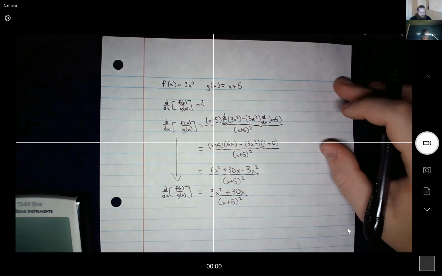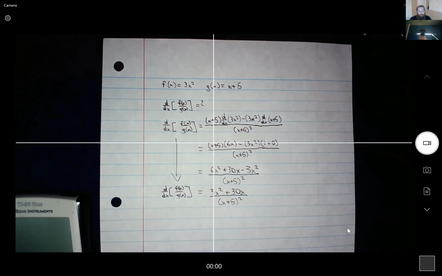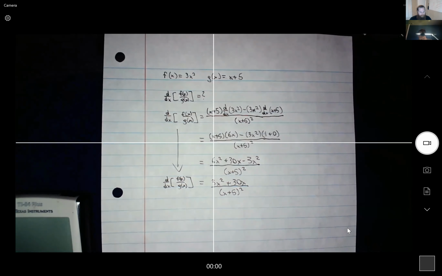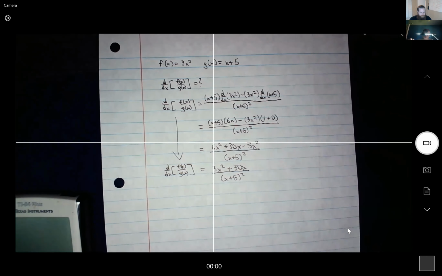Any questions about that? Looking very nice. Okay, and then I'm going to do the next one in prime notation.